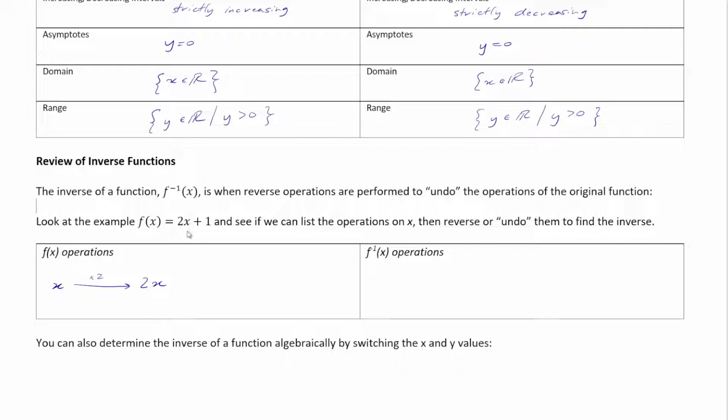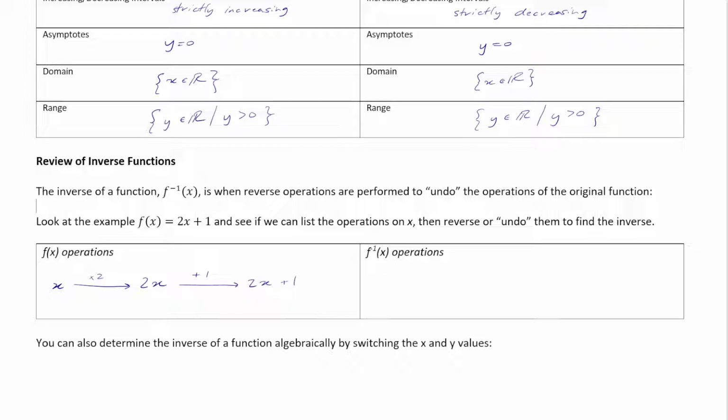Then we can see that we add 1 to that product. And we get 2x plus 1, right? So we have two operations on x. First, we multiply by 2, then we add 1 to end up with our function.